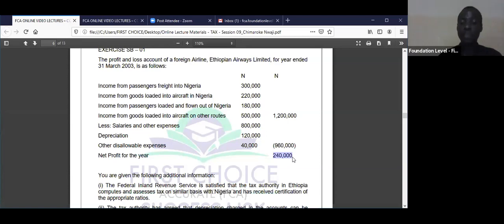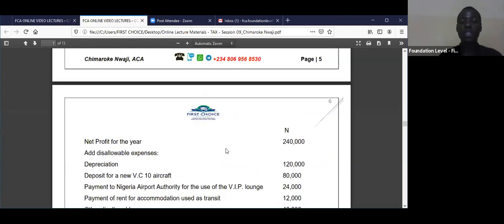Now we start with the first one. I want to start from down up. We have 240 for the net profit that you've computed. No problem. Before you got this 240, there are some things you must have deducted that are not allowed. Since they're not allowed, we add them back. So we say add disallowable expenses, because they're not supposed to be deducted. They have already been deducted, so you are adding them back.